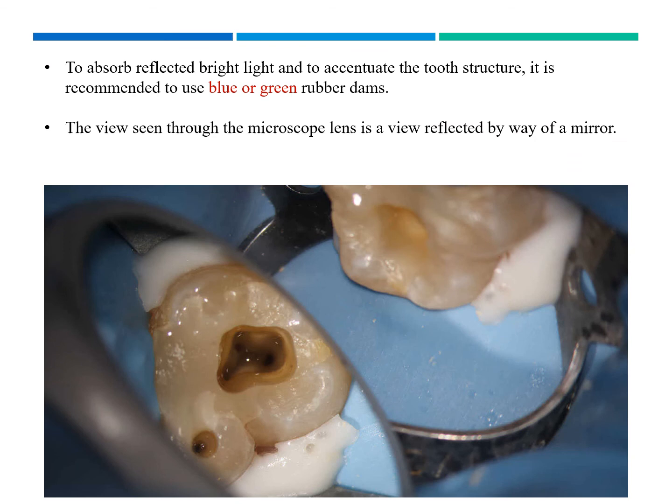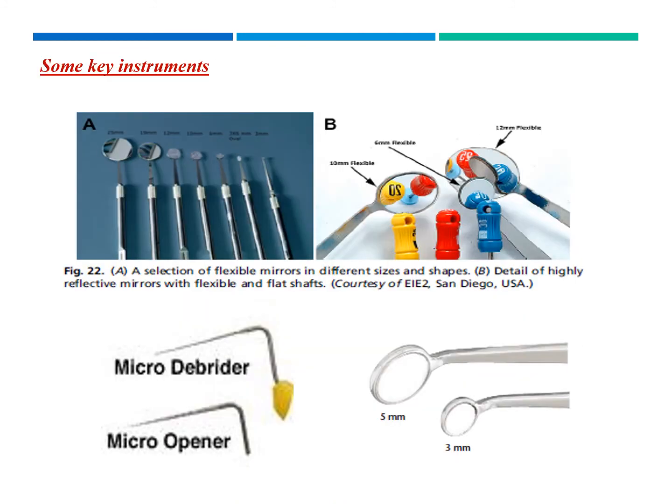To absorb the reflected blue light and to accentuate the tooth structure, it is recommended to use blue or green rubber dams. Rubber dam gives a very good contrast. And the view through the microscope lens is the view reflected by way of a mirror. You need to rely completely on indirect vision. Key instruments are that you need to have flexible mirrors, you need to have micro debriders, then you need to have reflective mirrors and flexible and flat shaft mirrors.